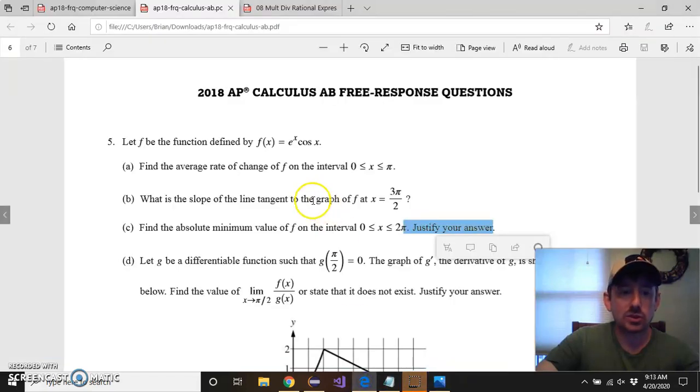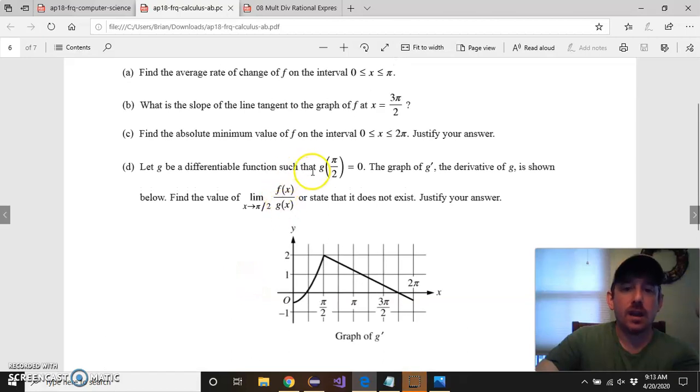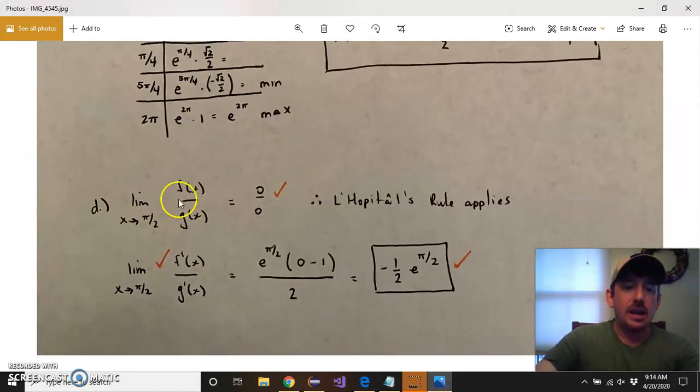Number D. Okay. Now we've got a brand new function g. And fun fact, g of pi over 2 equals 0, and the graph of g prime is given below. So find the value of the limit as we approach pi over 2 of f over g and justify your answer. Now, if I attempt to take the limit as we approach pi over 2, I'm going to get 0 over 0.